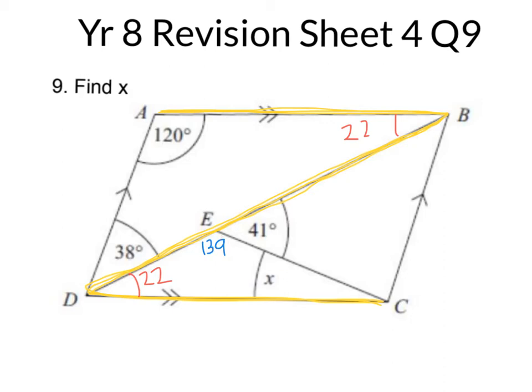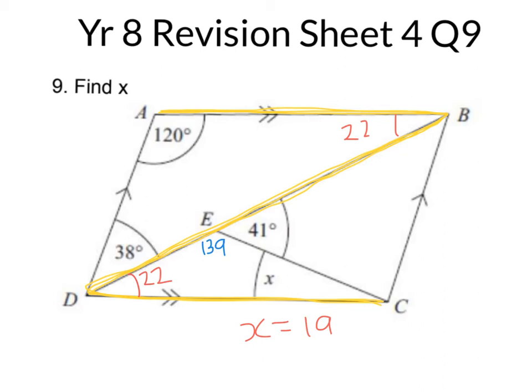And then finally, we know that these three angles add up to 180. Your 139 and 22 give you 161. So then this angle X must be whatever's left over from 161 to 180, which is 19. Okay?